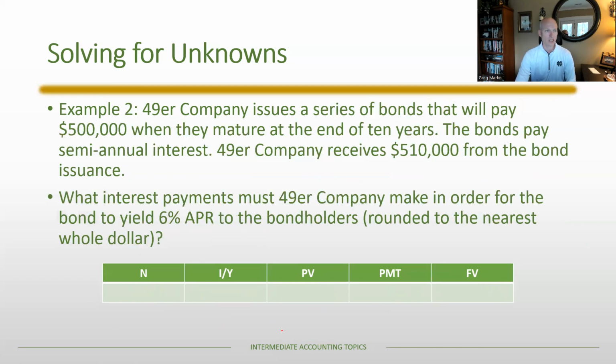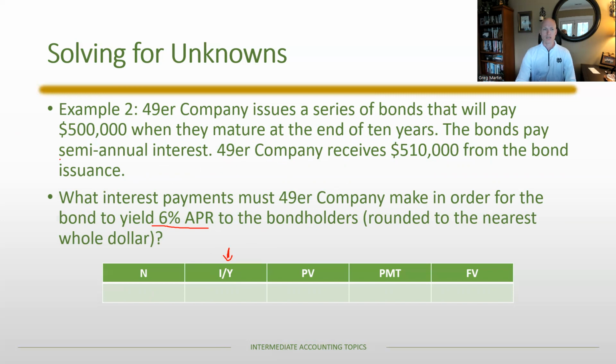And so on the next one, we're saying, okay, 49er Company issues a series of bonds that will pay $500,000 when they mature at the end of 10 years. The bonds pay semi-annual interest. 49er Company receives $510,000 from the bond issuance. What interest payments must 49er Company make in order for the bond to yield 6% APR? All right, so a yield, just to be clear, the yield is the interest rate. So there will be an interest rate on this bond, an APR, an annual interest rate of 6%.